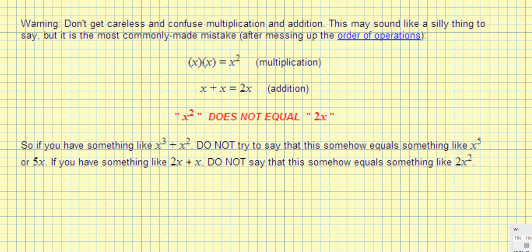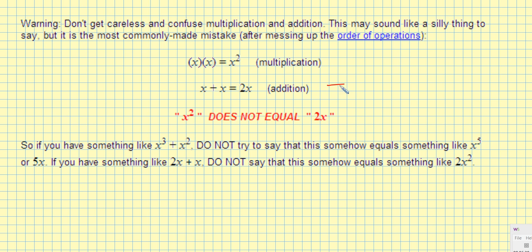All right, so just be very careful. I always tend to put this as an explanation whatever I do when we're talking about algebra and multiplying and adding and subtracting and so forth. So do not get careless and confuse multiplication and addition. I know it sounds absurd, but it's a very common mistake. For example, we know that x times x is going to give me x squared. That is correct when I'm multiplying. But when I am doing x plus x, my answer turns out to be 2x.